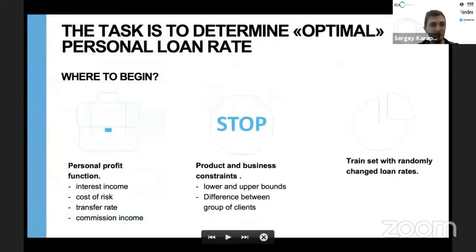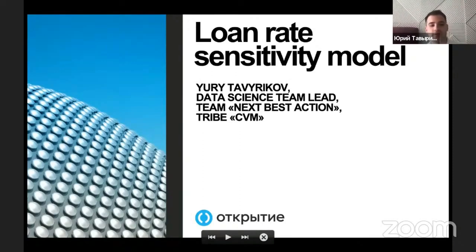Good evening, dear participants and organizers of the competition. My name is Yuri Tavyrikov. I'm one of the data science team leads in the next best action team in the tribe CVM, customer value maximization, of Otkritie Bank. As the name of our team suggests, we are committed to improving the quality of interaction between our bank and our clients by choosing the optimal communication plan. In the competition, the participants solved the problems proposed by our team of choosing clients for communication on the cash loan.